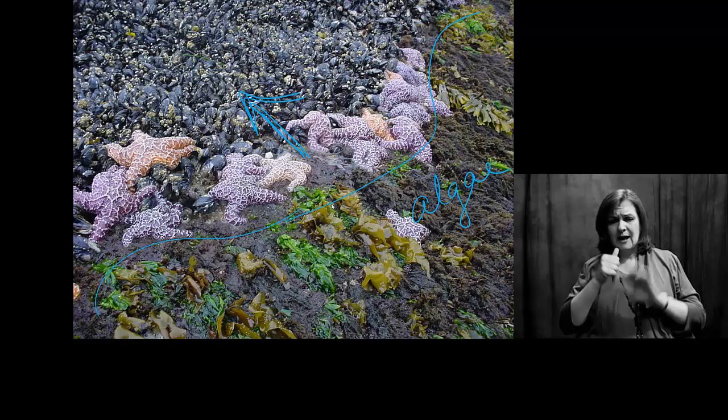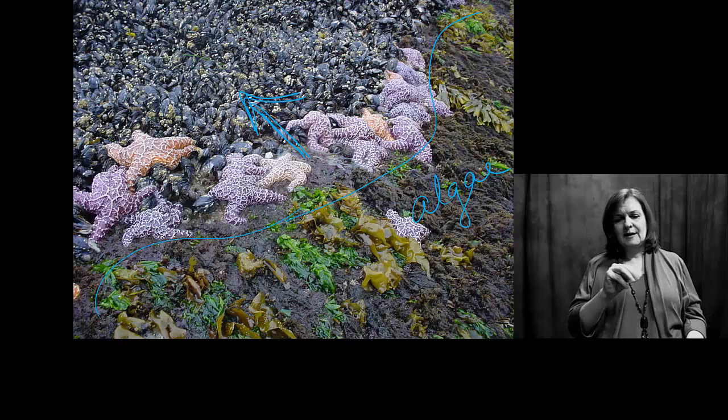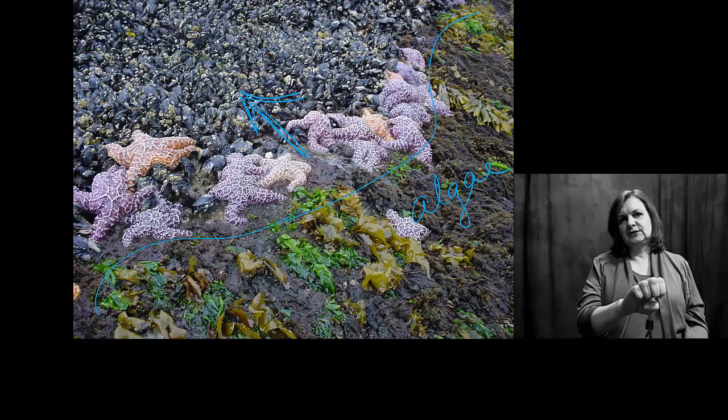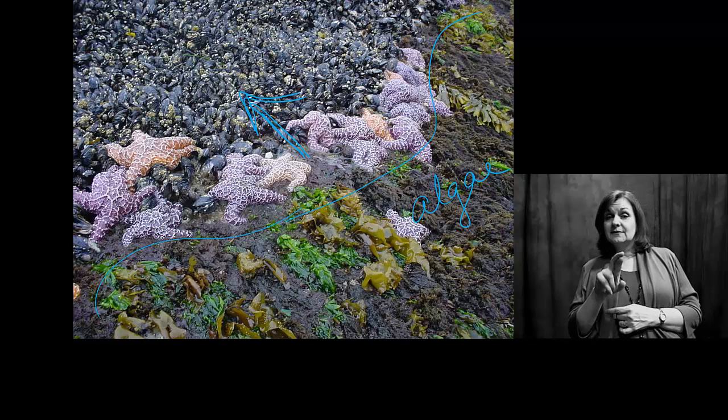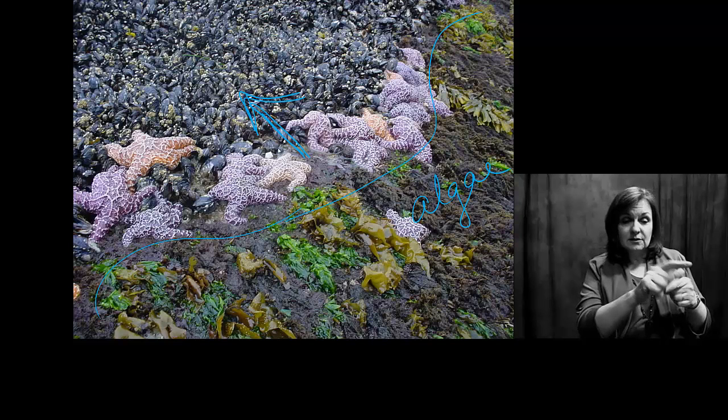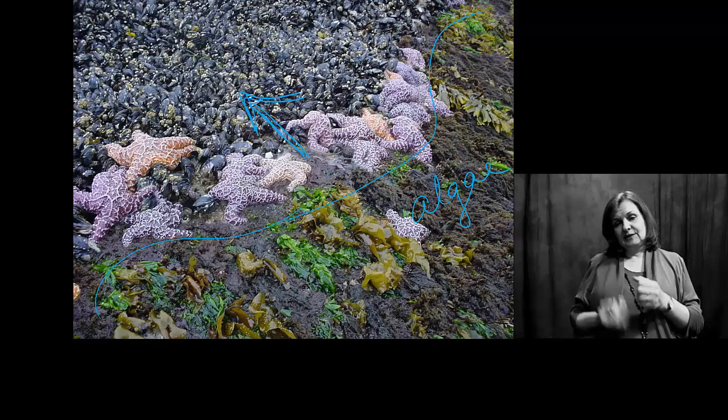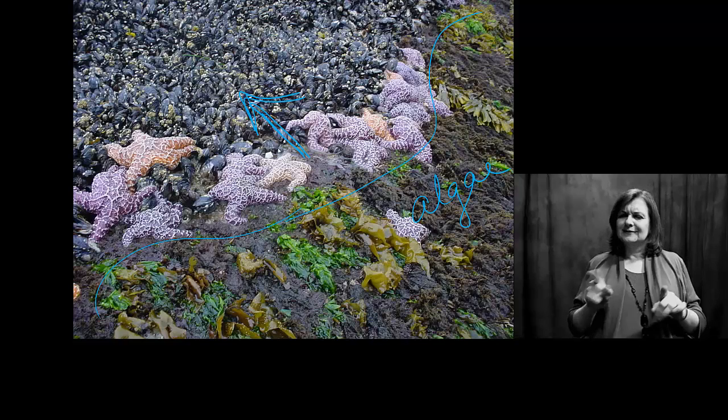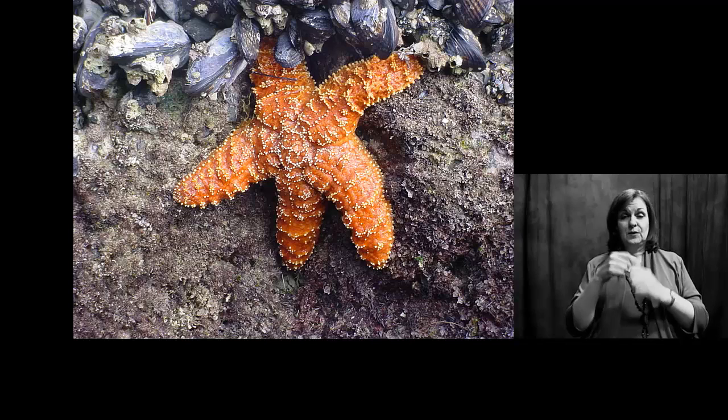So why is there algae behind them but not in front of them? Well, the mussels are eating all of the algae. So as the starfish eat the mussels, the algae returns. Okay? So it's a very different community structure.